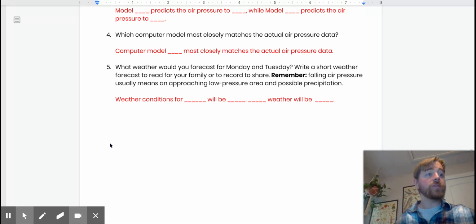I'm also including with this some instructions posted to the classroom on how you could shoot a Screencastify, just like I've been doing, and post your own video of your answers.